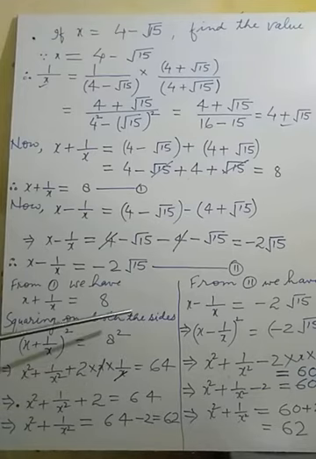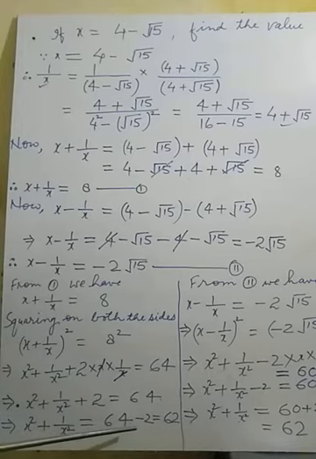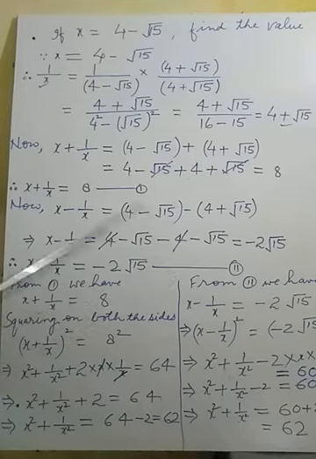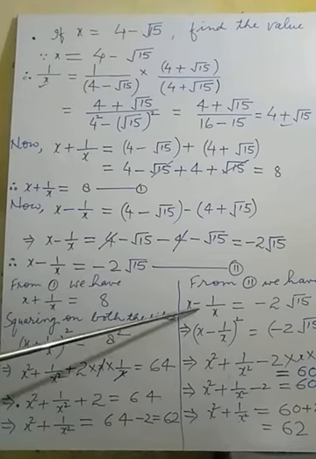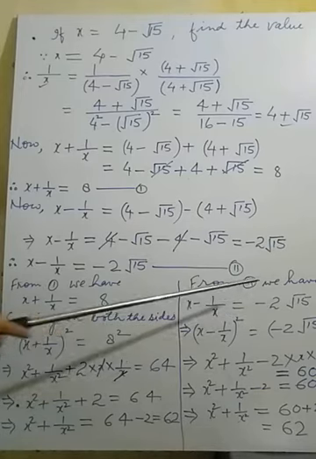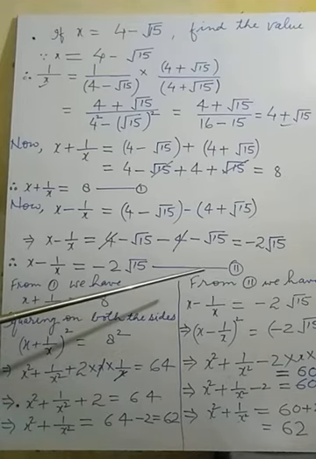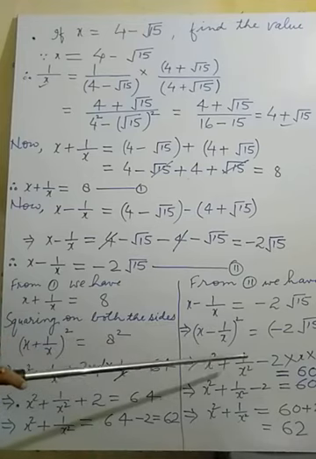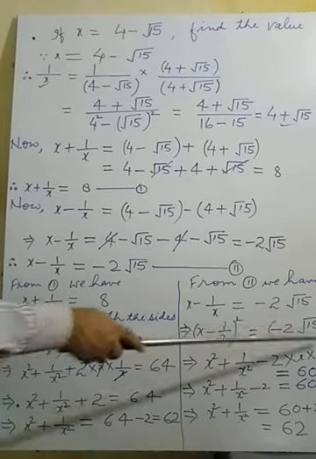By taking second equation, the same value can be calculated there. See how is it? From second we have, what is second? x minus 1 upon x equals minus 2 root 15. See, x minus 1 upon x equals minus 2 root 15. Now squaring both the sides. This one is x minus 1 upon x whole square equal to minus 2 under root 15 whole square.